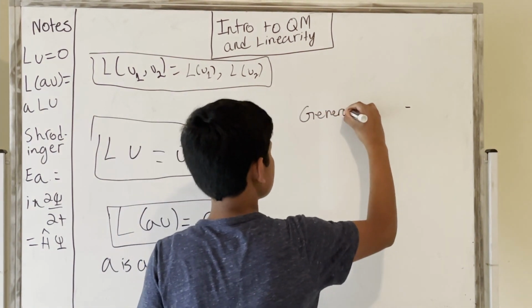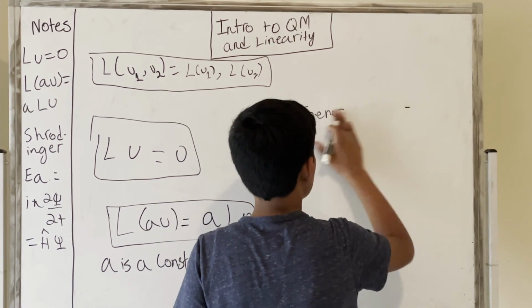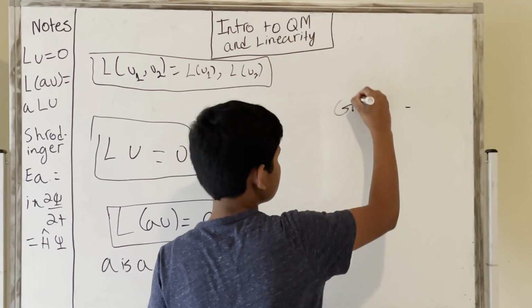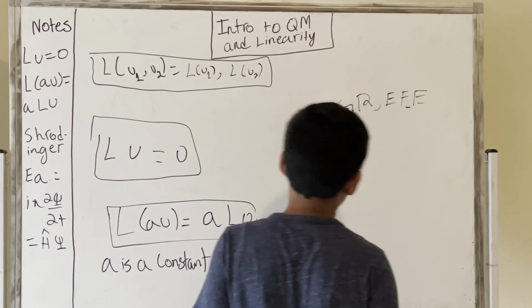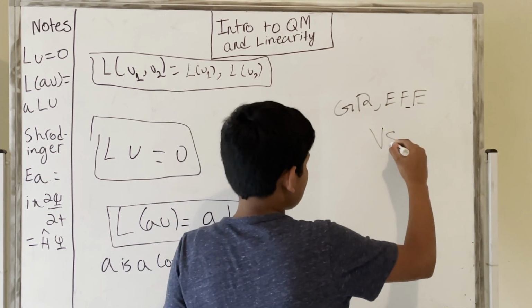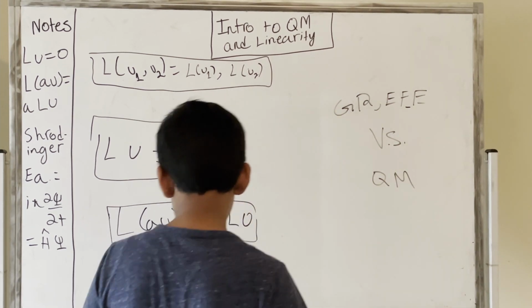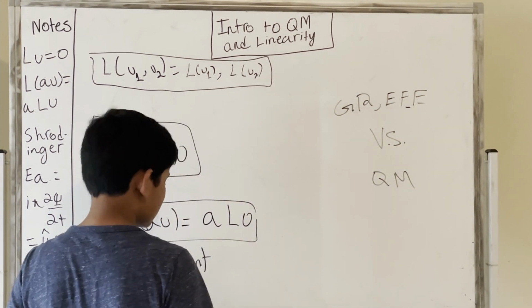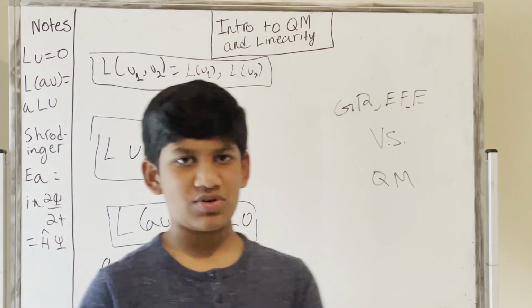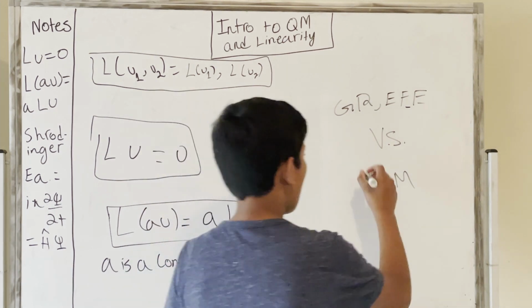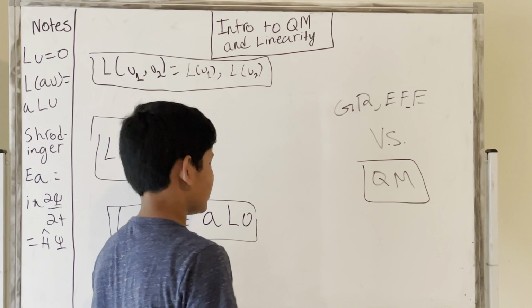general relativity, I'll just write it GR, and Einstein's field equations, which are also part of GR, versus quantum mechanics. So these two are the ones which we have to care about. GR and QM. What's the most distinguishing of them? But let's actually first talk about what QM is. So what is QM? Well, that's essentially just quantum mechanics.